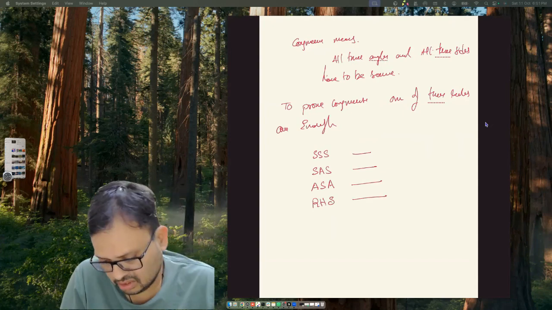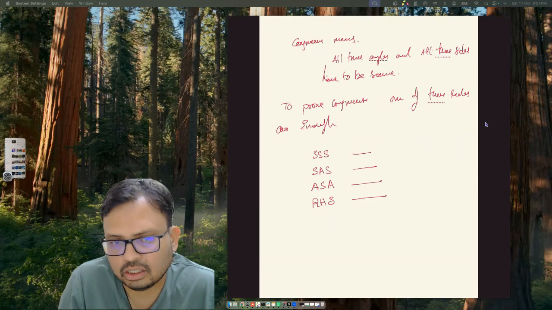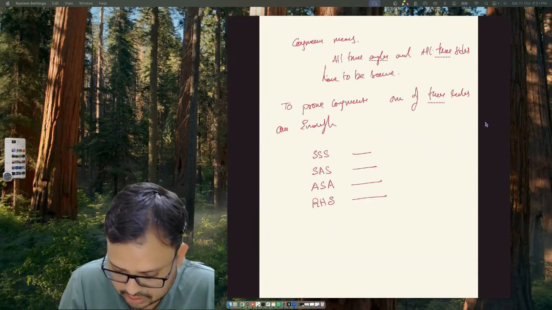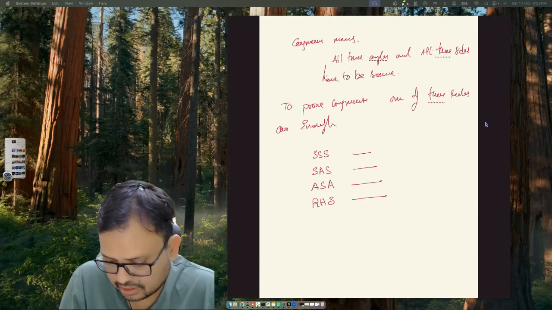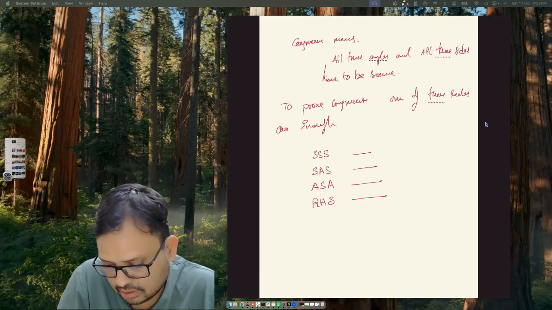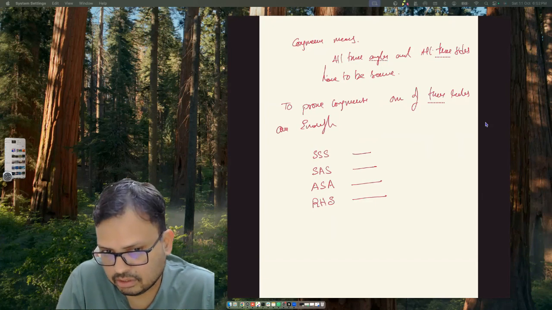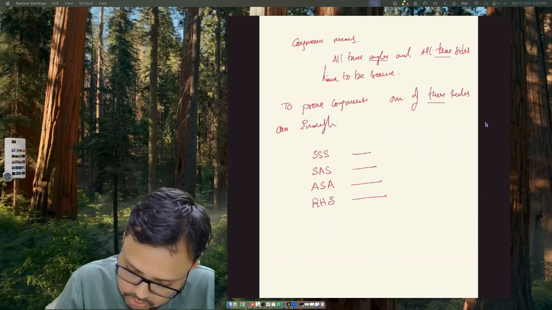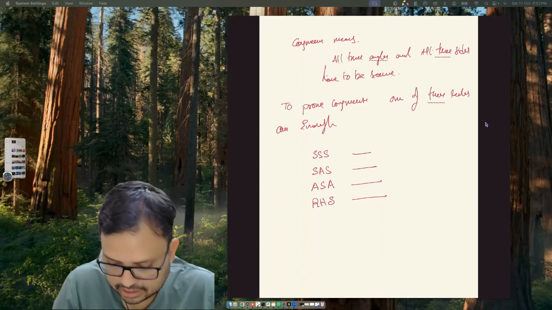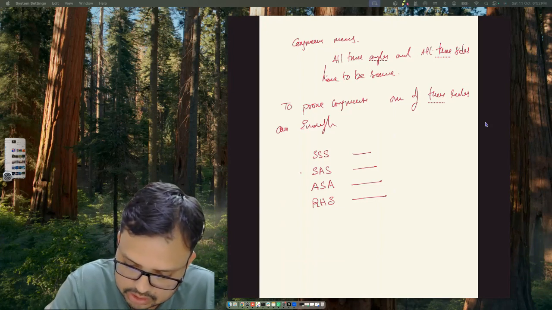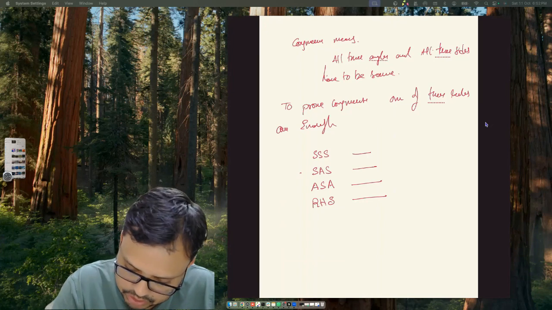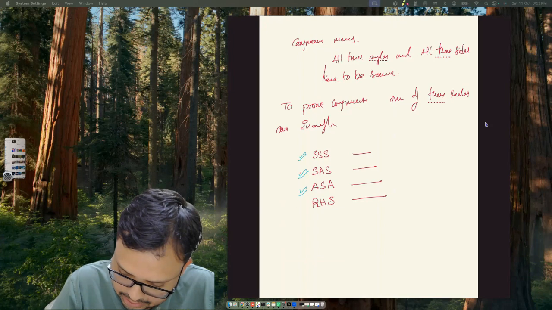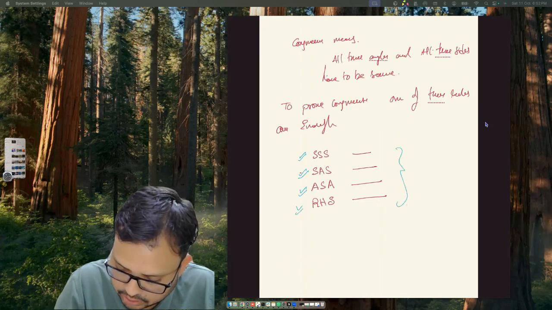There is also one more thing that people say, SSA. If two sides are same, their opposite angles have to be same, but it is not required. You can probably use triangle properties and say everything as a part of one of these rules: SSS, SAS, ASA, and RHS. These are the only things that you need to remember.